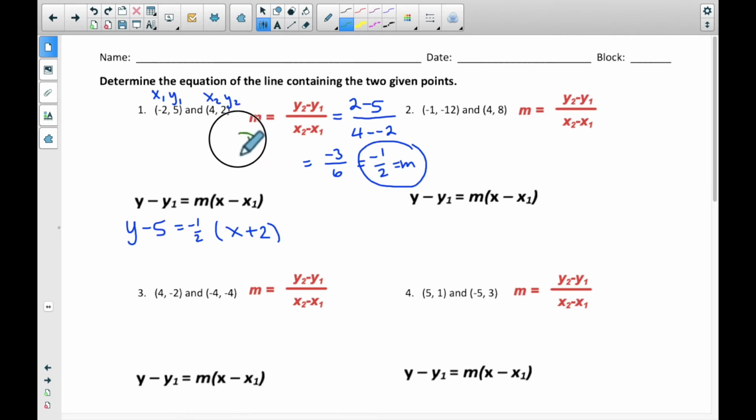So just to go back for a minute to show you what we did. Step 1 was to find the slope. Step 2 was to find this equation. Okay, let's try it again. Let's look at this one.